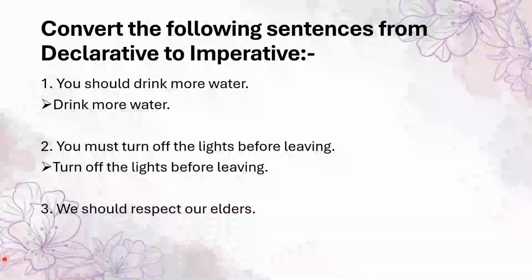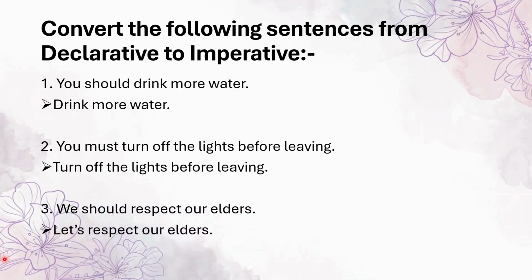Number 3: "We should respect our elders" becomes "Let's respect our elders." This sentence is a collective suggestion, not just a command to someone else. So we use "let's," short for "let us," to include ourselves and form the imperative. This makes it sound both polite and inclusive.